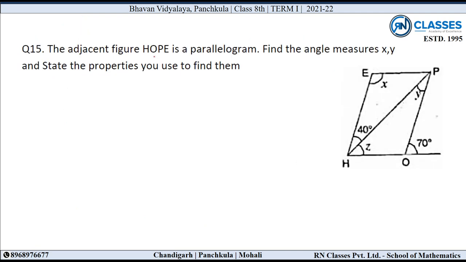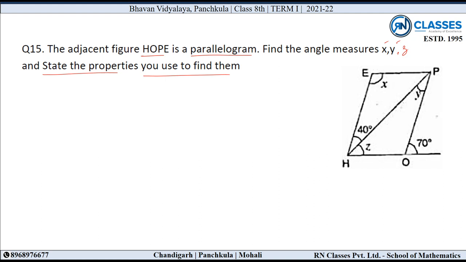The adjacent figure HOPE is a parallelogram. Find the angle measures X, Y, and there has to be a Z over here, my mistake. State the properties you use to find them. X, Y, and Z have to be found. And of course, you have to state the properties because it's a three marker question. Right? Okay. Now, HOPE is a parallelogram.